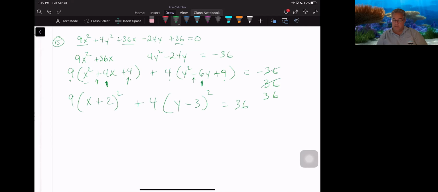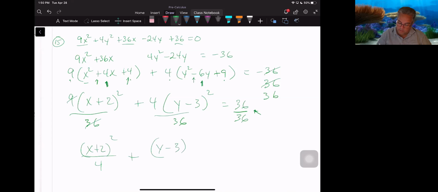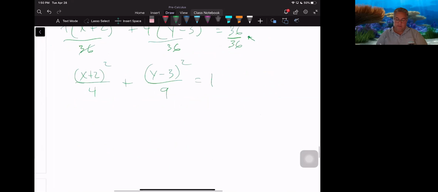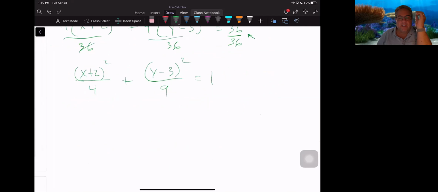Now, I need this to be equal to 1. Remember this over here? This has to be equal to 1. So I'm going to divide everything by 36. All right, so here's what happens. The 9 cancels with the 36, so I get x plus 2, quantity squared over 4. The 4 cancels with the 36. That turns into a 9 and equal to 1. And guys, there you go. There is the standard form of an ellipse. They're both positive. It's equal to 1, and it's centered.